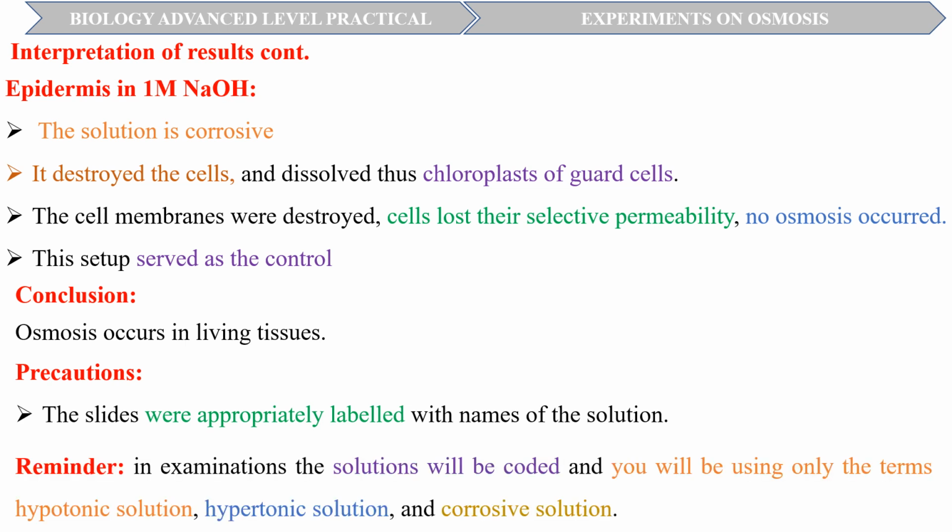As a reminder, during examinations, solutions will be coded with letters, say, A, B, or C, and you will be using only the terms hypotonic solution and not distilled water, hypertonic solution and not sodium chloride solution, and corrosive solution, not sodium hydroxide solution.